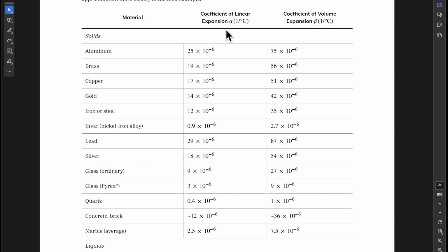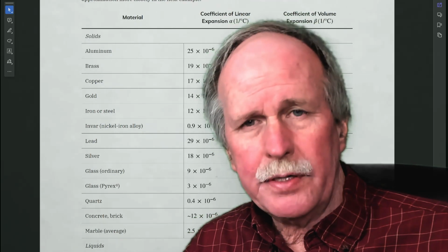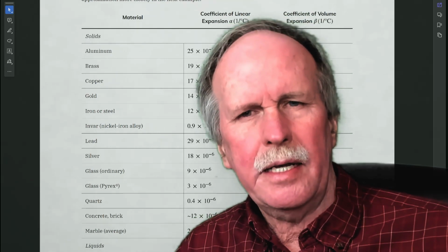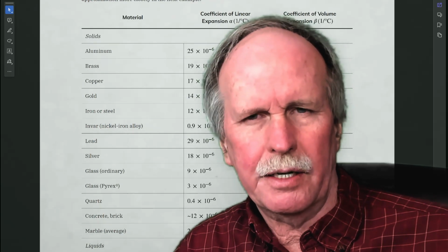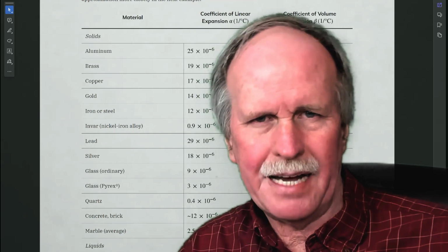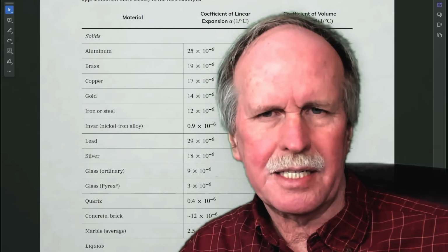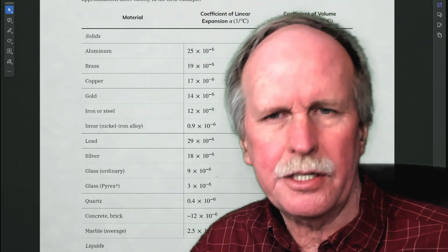So for example, with steel, the alpha is 12 times 10 to the negative 6. And what that means is that for every degree Celsius that you raise the temperature of the substance, it will multiply the initial length of that substance by this value. So you see, it's not very much, but let's go ahead and do an example.